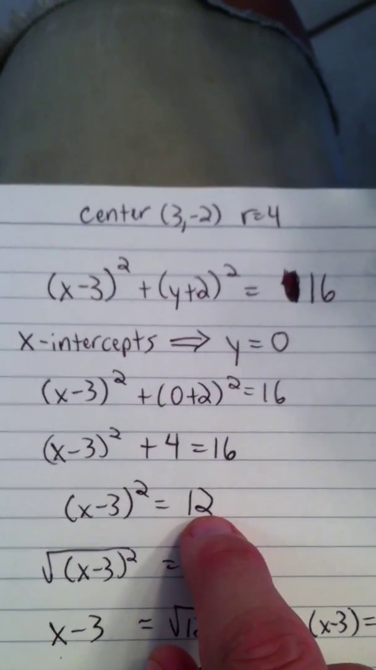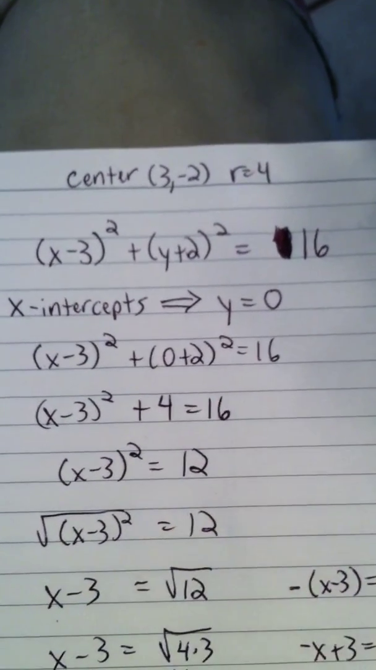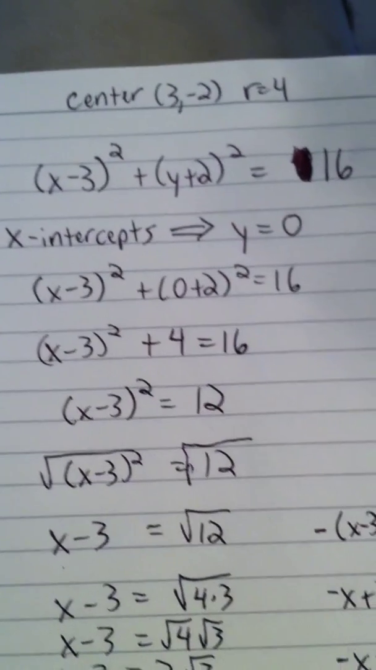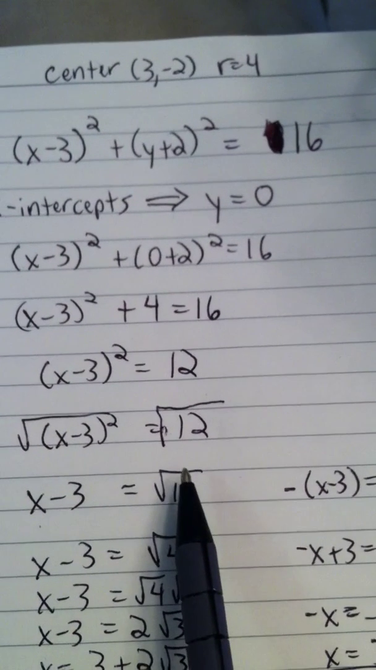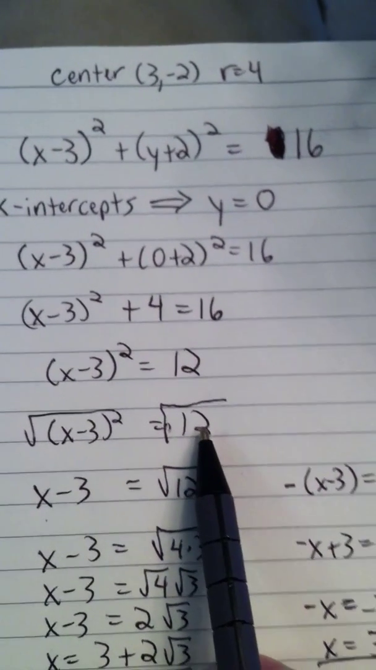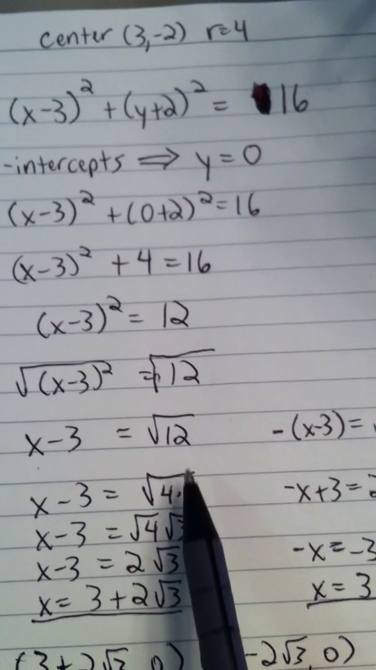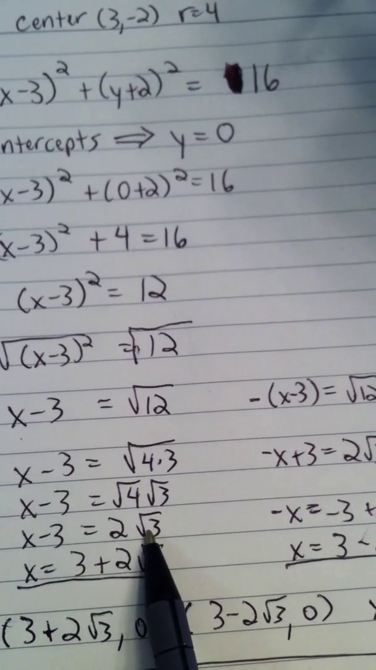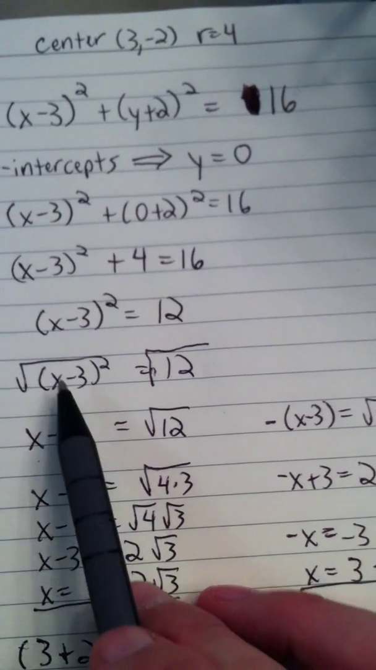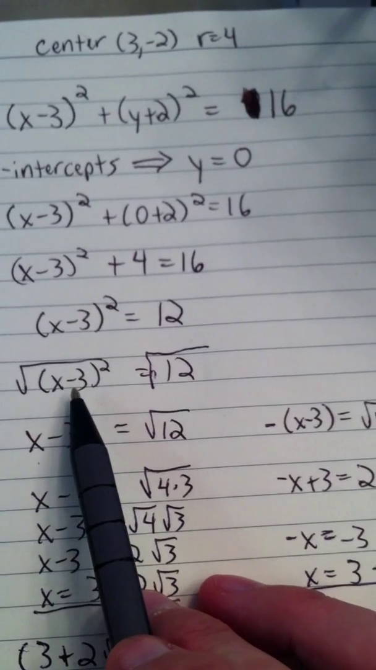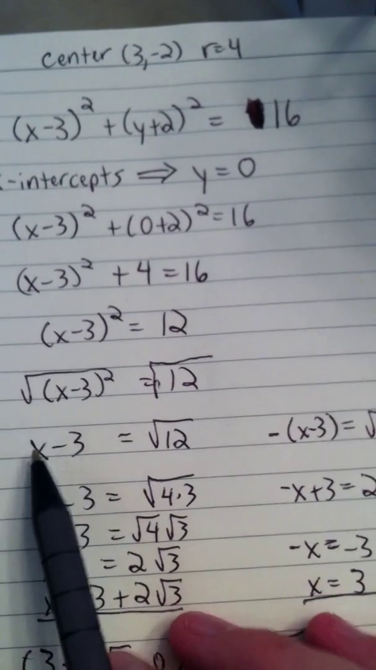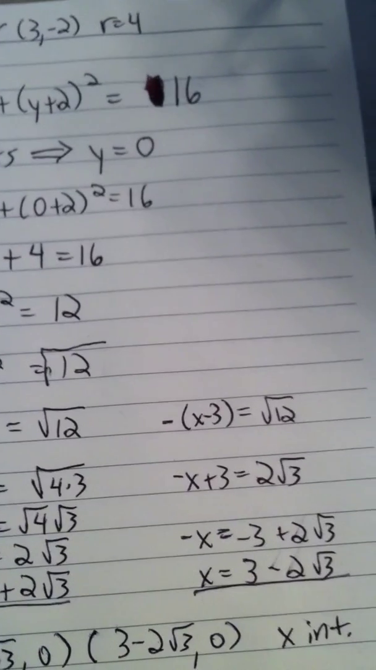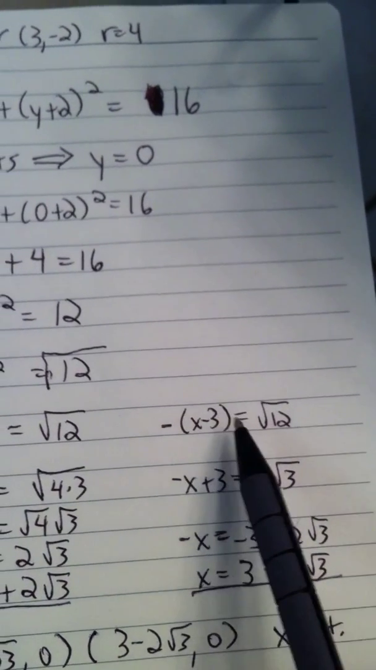Now, to solve this, I've got to take the square root of both sides. That's what I did here, though I shouldn't have written it there. I need to do two things. First, the square root of 12, I'm going to simplify as the square root of 4 times 3, which is 2 times the square root of 3. Secondly, because I took the square root of something squared, I'm actually going to have two roots: one where this is positive, so positive (x - 3), and another one where this is negative, so negative (x - 3).